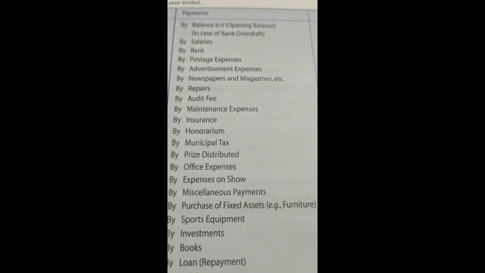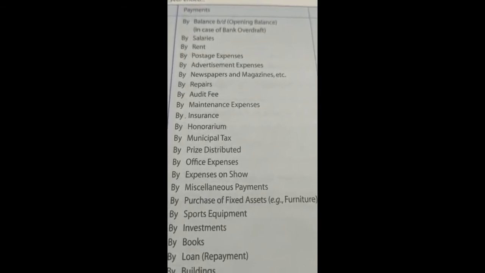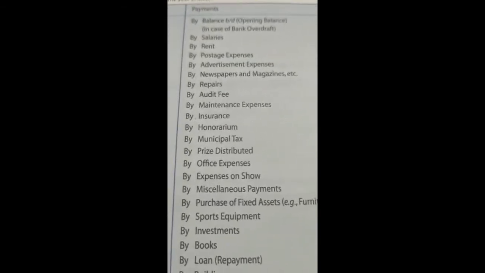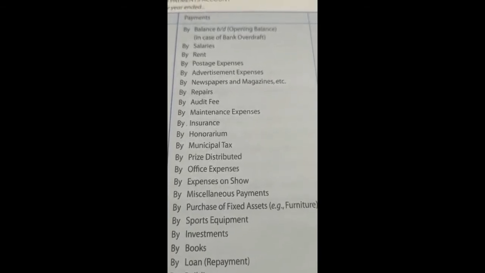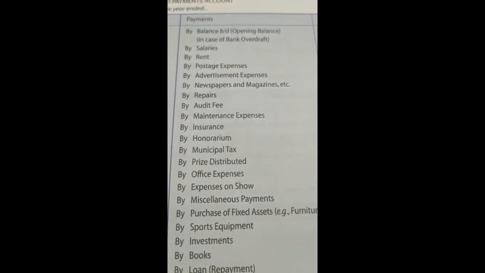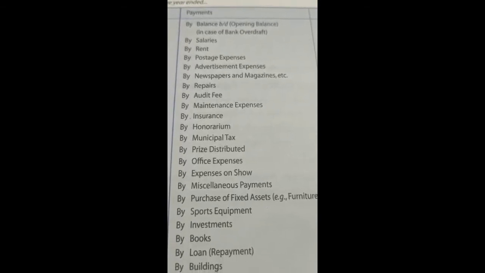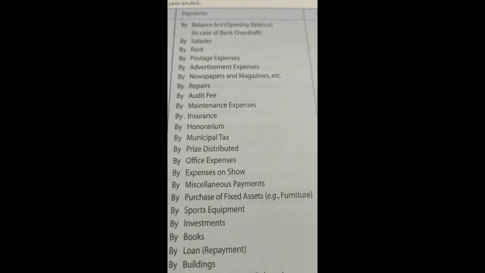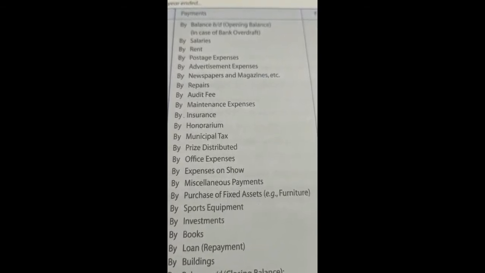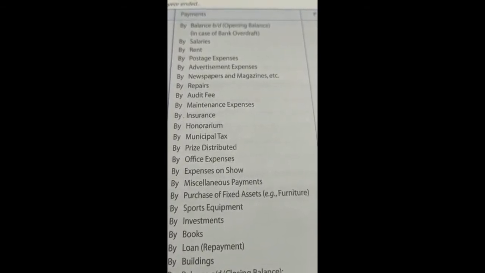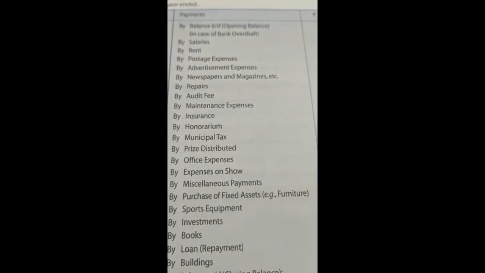Next is repairs. Just like in any other business, repairs are also an expense, so it is a payment for the NPO. Then audit fee. Audit fee is the fee paid to the chartered accountants for auditing the accounts of the NPO. So that is why it is also a payment.